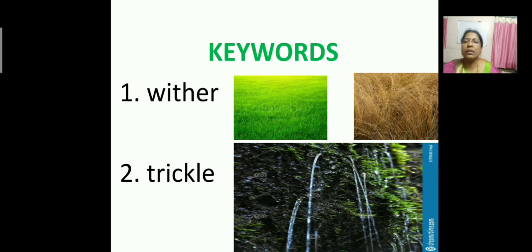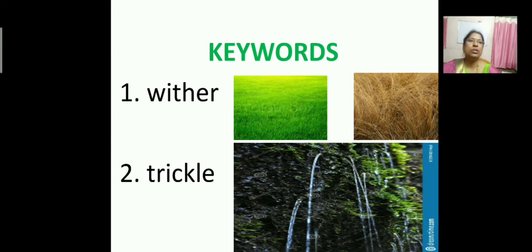Now see the keywords, children. So first word is wither. Wither means, here see the first picture, the grass is green in color. When it gets dried off without water, then we say that it is withered. Then trickle. Trickle is a flow of water. You can see that the flow of water is trickle. The less flow of water.